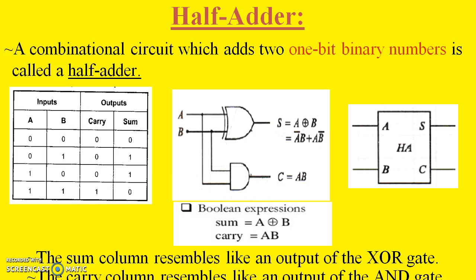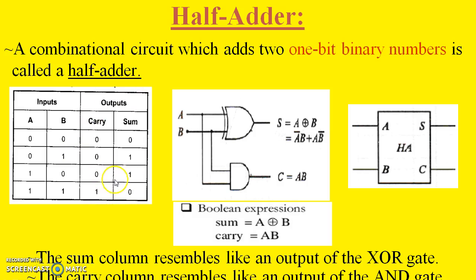and this is basically the truth table: 00, 01, 10, 11. As we know, if we have two inputs, then the maximum number of combinations must be 4, that means 2 to the power n. So let's check the truth table first. For 0 0, we get sum 0 and carry 0. For 0 1, sum 1 and carry 0. For 1 0, sum 1 and carry 0. For 1 1, we get sum 0 but carry 1.